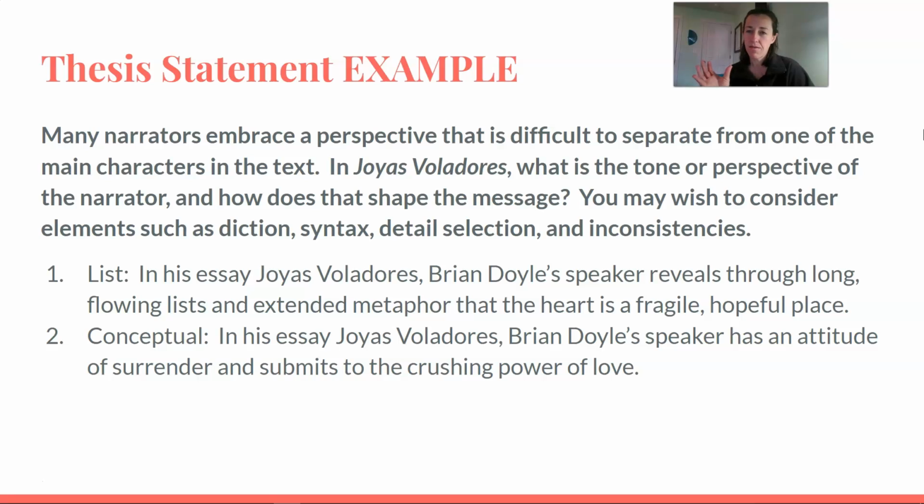So my concept is that fragility and the hopefulness, and the line of reasoning is going to be the long flowing lists and extended metaphor. Deliberately doing extended metaphor second so I can spend more time on the impact of metaphor. My conceptual thesis is, in his essay Joyas Voladoras, Brian Doyle's speaker has an attitude of surrender and submits to the crushing power of love. And so the concept is that surrender. Now, who knows how the writer will go about defending it, but that is the central work that will push everything forward.